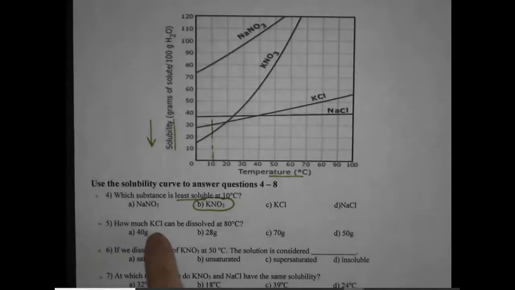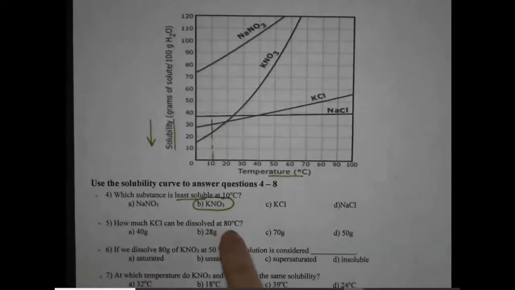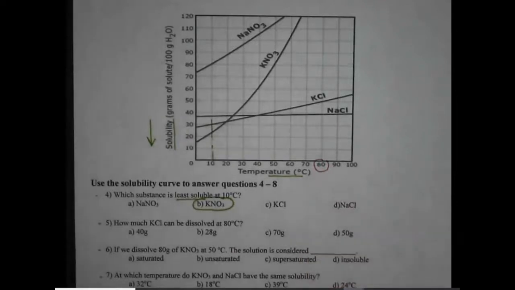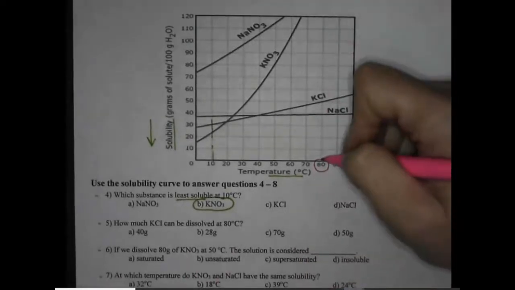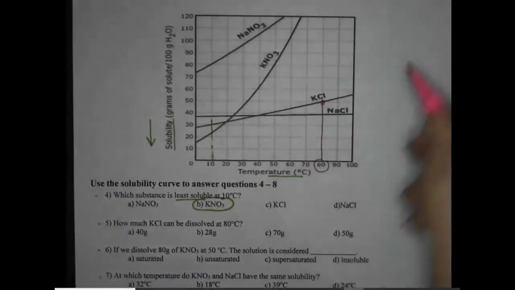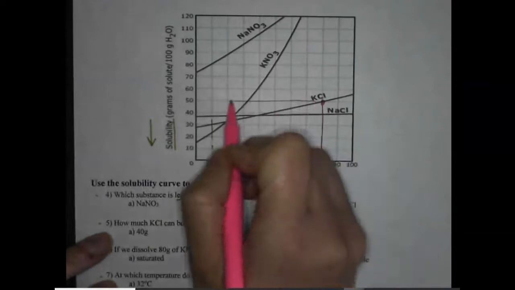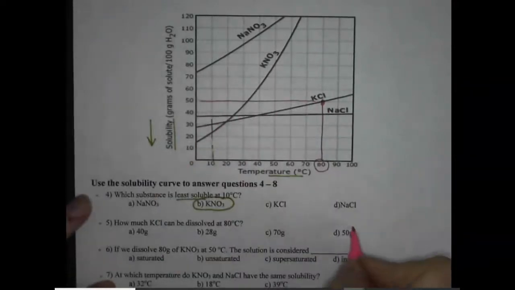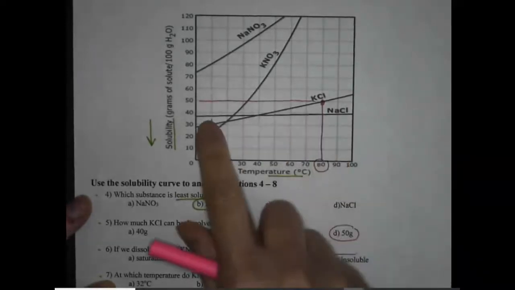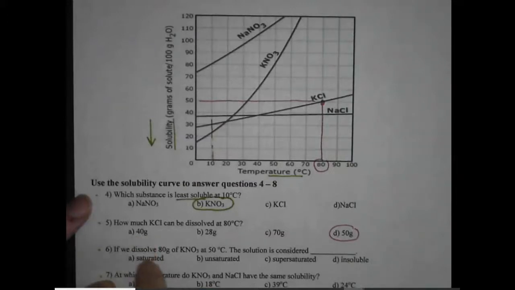How much potassium chloride can be dissolved at 80 degrees Celsius? Just be careful that you're reading the right axis. At 80 degrees Celsius, they're asking for your answer in grams. So I'm going to keep going past NaCl until I get to KCl. How much can be dissolved? It looks like 50 grams, and that's an answer choice, so that bodes really well. If you read it wrong and went to the NaCl line, you would have gotten 40.